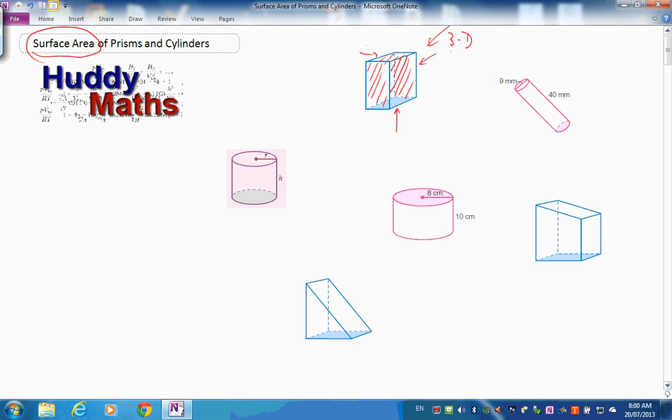We're going to be working with 3D shapes, and the ones that we're dealing with here now are going to be cylinders and prisms. Now I guess most people know what a cylinder looks like. It's sort of like that. It's got a circular end and then sort of stretched out. And then prisms are these other ones here.